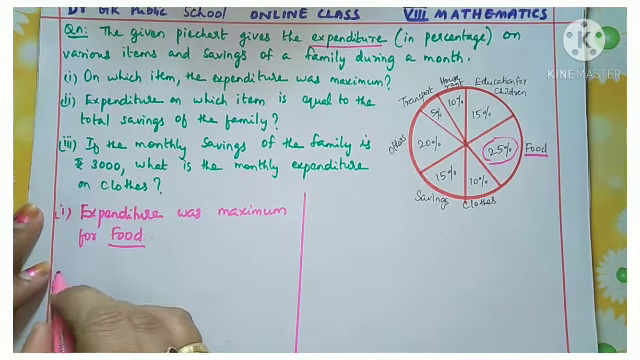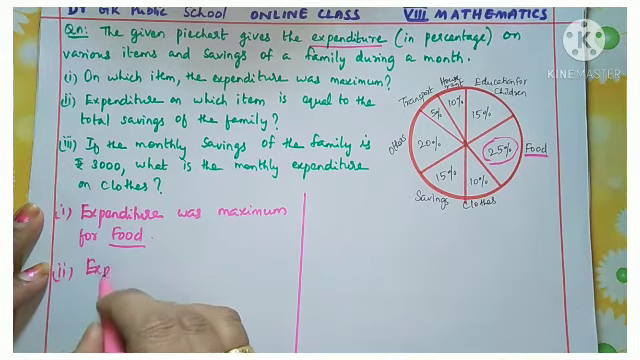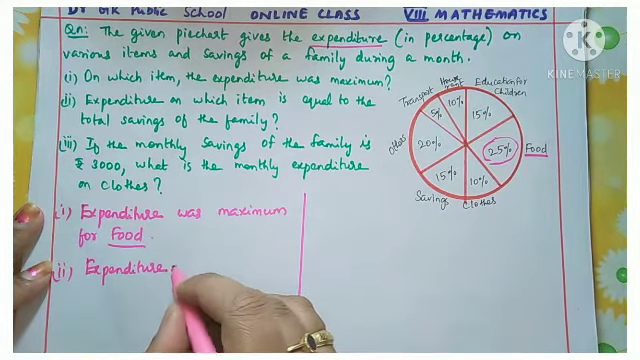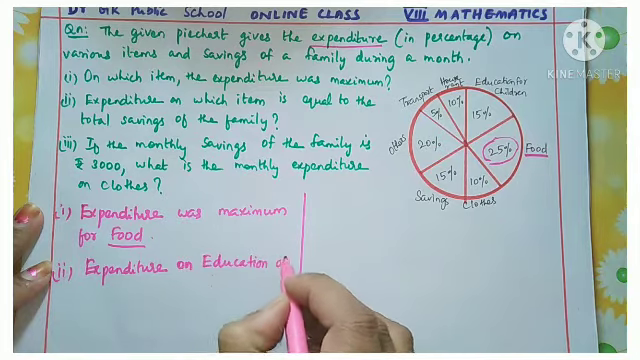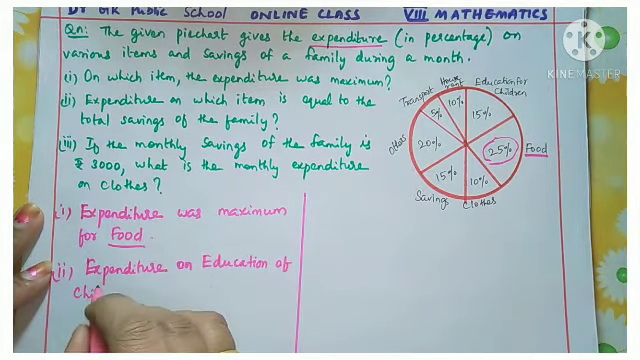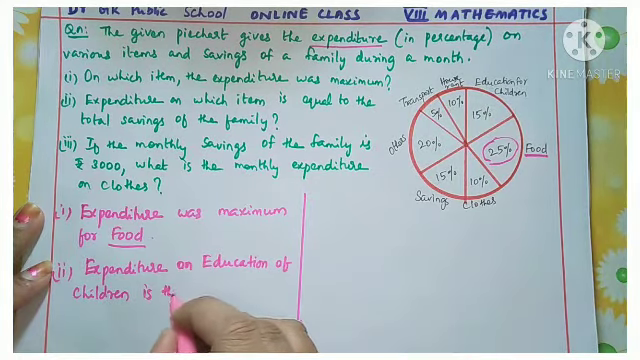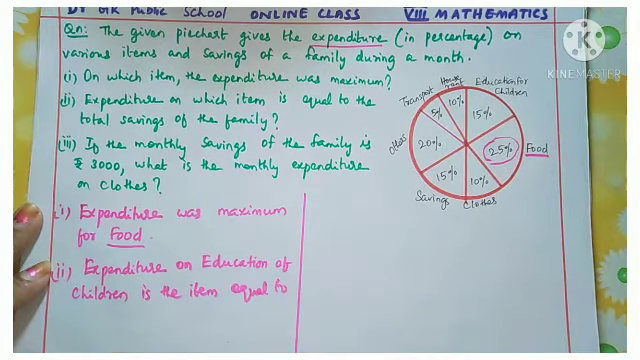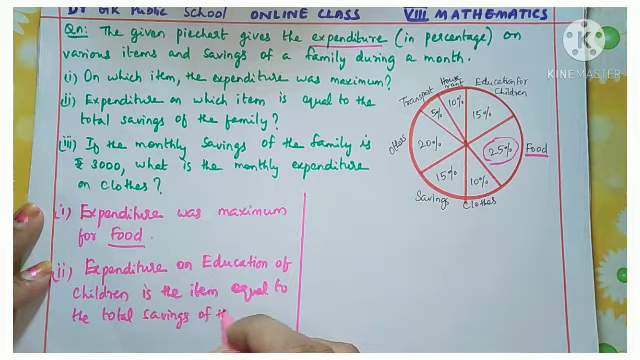So the second answer is expenditure on education of children is the item equal to the total savings of the family.